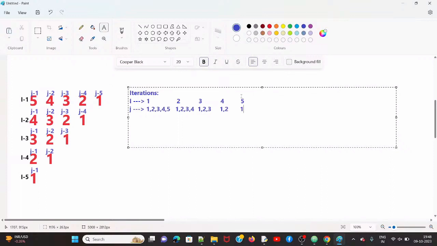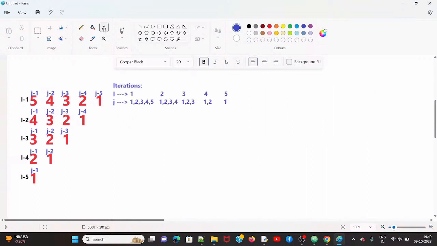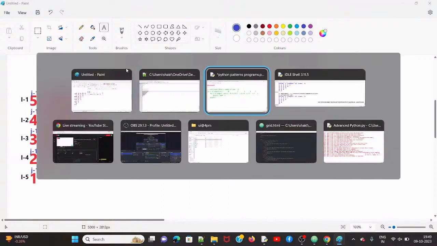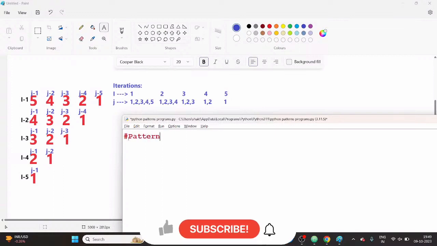Right. Now for this one, by seeing this you understand that the I loop range and J loop range are the same, right? The same range functions as the previous two patterns, guys. But the thing is the print function, what to write there, that is what we have to observe here. Pattern 21, right?